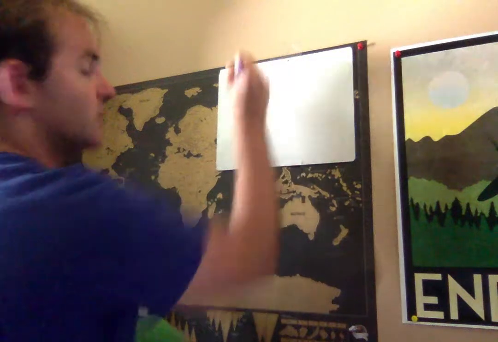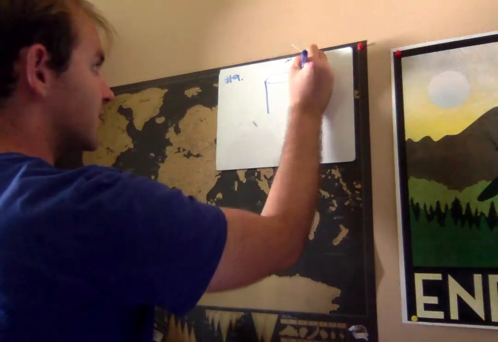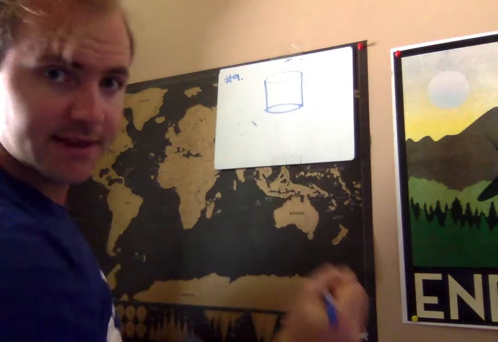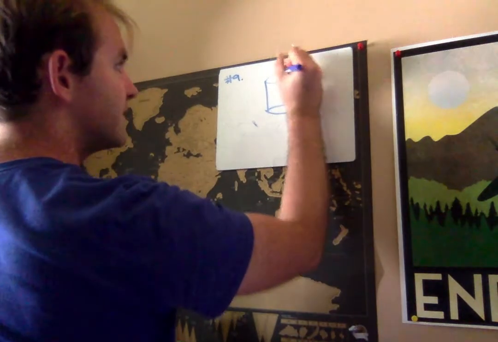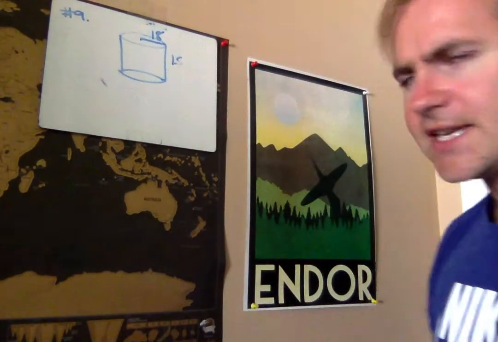All right, so number 9 gives us a cylinder, which looks something like this, right? And they tell us that the height is 15, and the radius is, I believe, 18. So let me write that in. 15, and, is that glare pretty bad? How's that? Is that better? Hopefully, maybe, yeah. Okay, so 15 and 18.